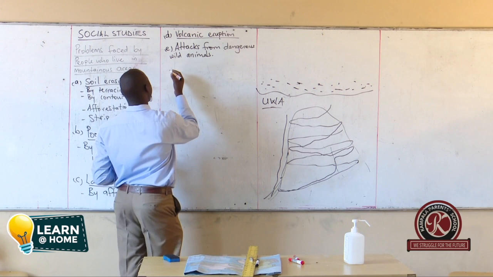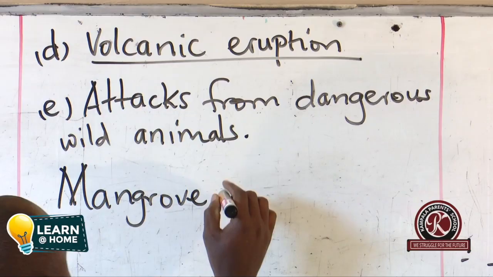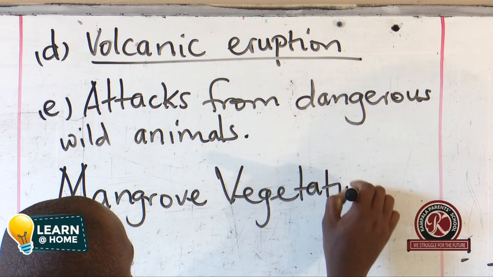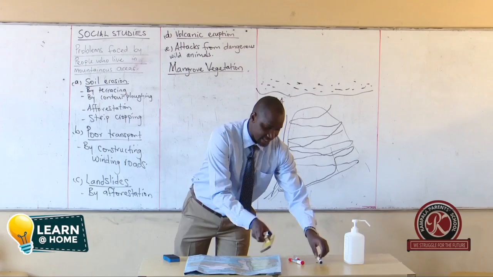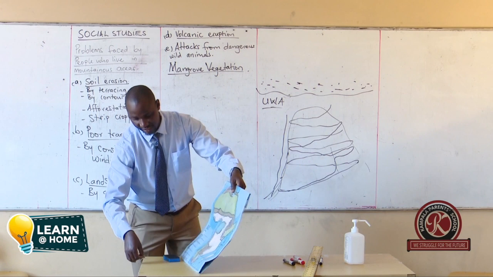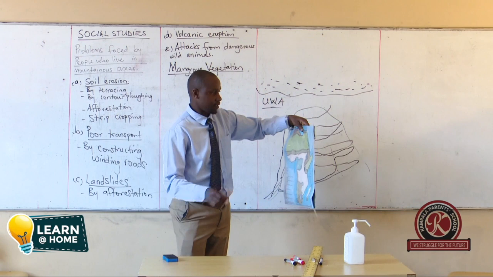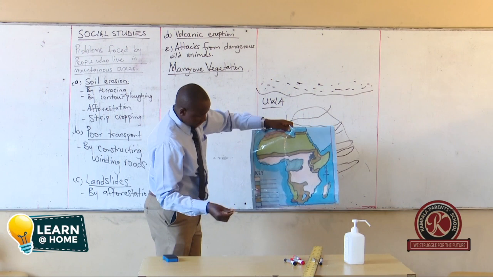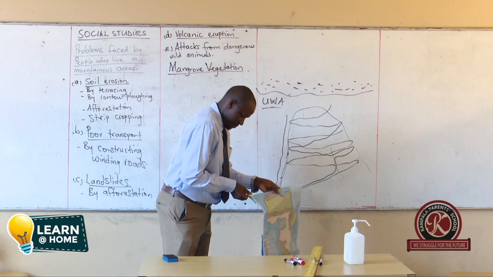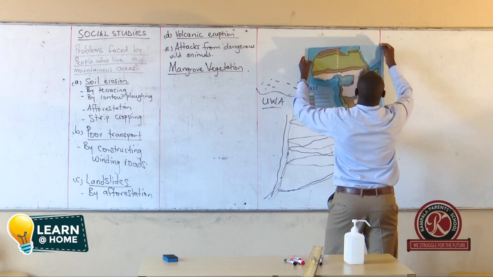So from there, we can talk about another vegetation zone, which is mangrove vegetation. And we have been talking about mangrove vegetation, and I'm sure you know more about it. I told you we are going to be looking at each vegetation zone until we finish them, and then look at another subheading. Here is a sketch map of Africa showing vegetation zones. We looked at it already, but we can keep reminding ourselves about it.